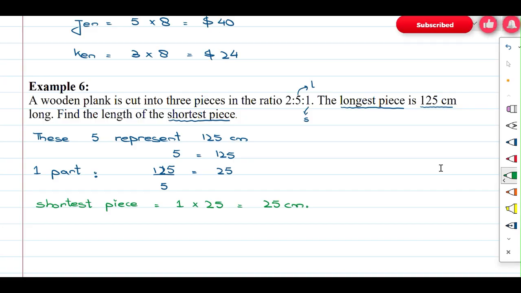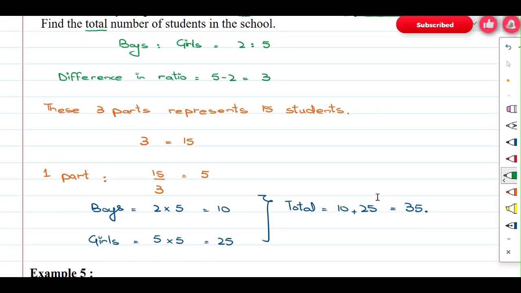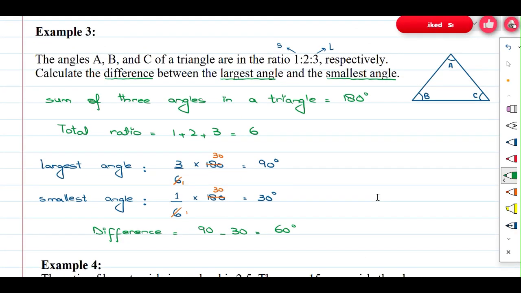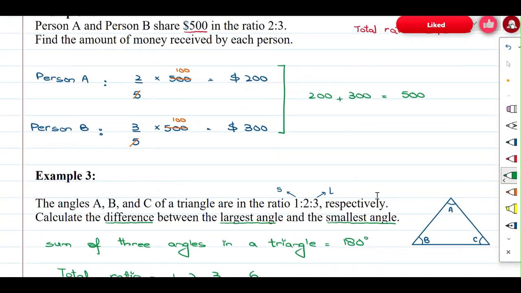All right, so this is how we can do the ratio. I hope you understand how to figure out the ratios. When the total is given, that is completely easy. But when the total is not given, it is better to use the difference technique, right?